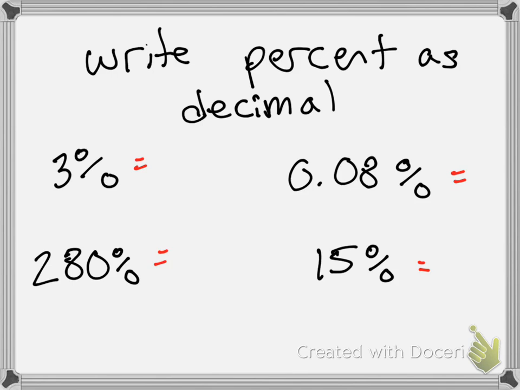Where's the decimal at 3%? Miles again. Where is it?